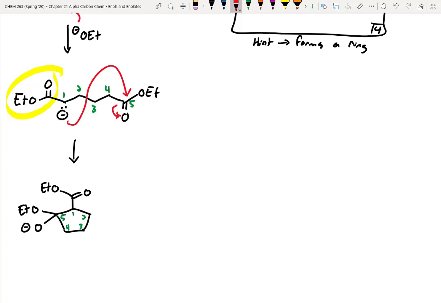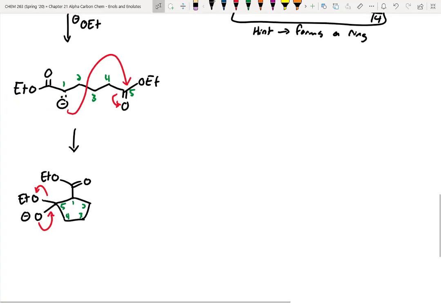Well, as we saw in the Claisen reaction, this could go, clamp down, and kick off ethoxide as a leaving group. So that seems to make sense. So let's go ahead and draw this over here.